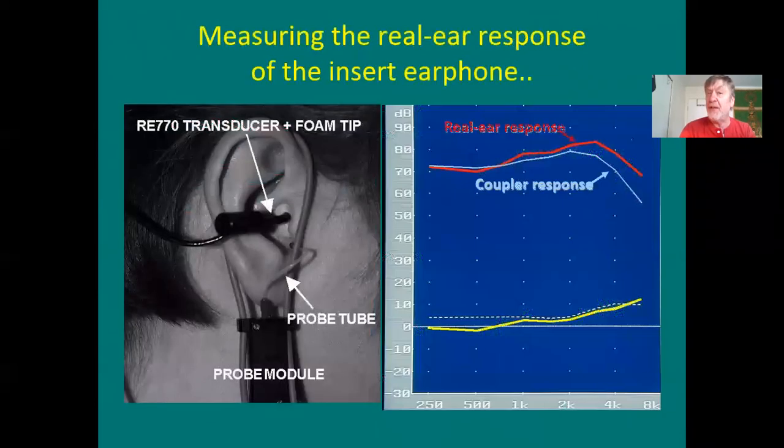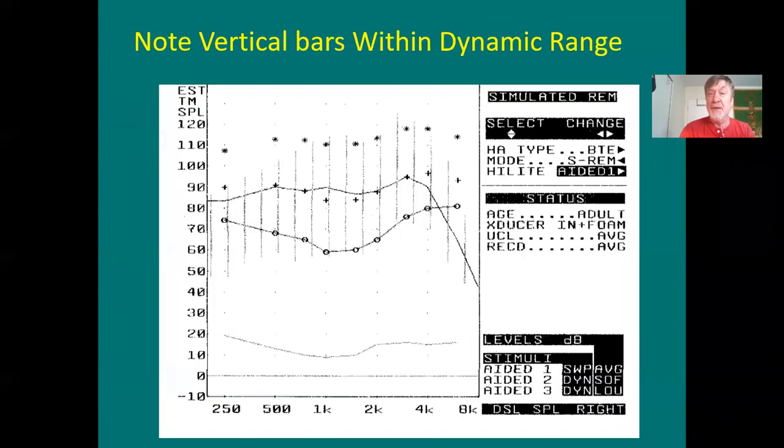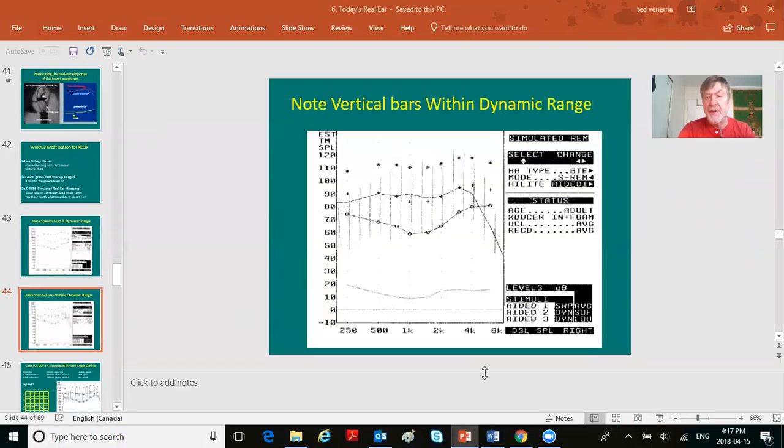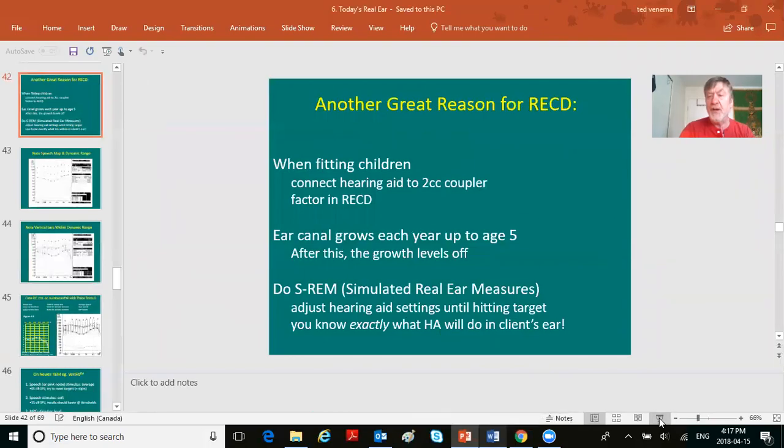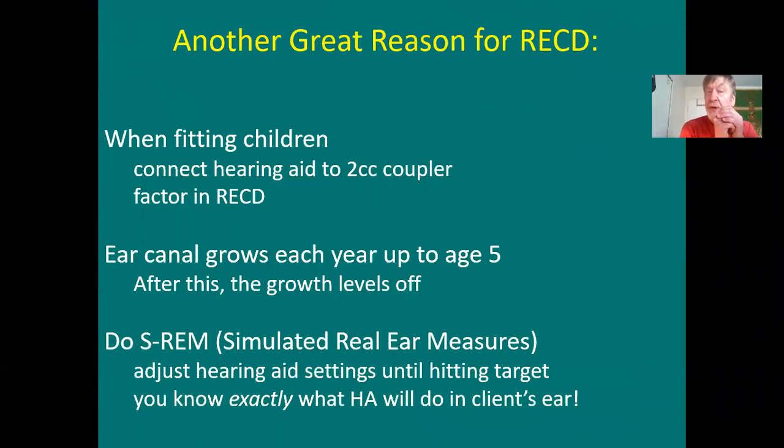Now, once you've got that, you can send baby home. Once you have the baby's real ear to coupler difference, check this out. You can send baby home. Then you can plug the hearing aid onto the 2cc coupler, tune the hearing aid to whatever you want, factor in the RECD, and you will know exactly what the hearing aid is going to do in the baby's ear.